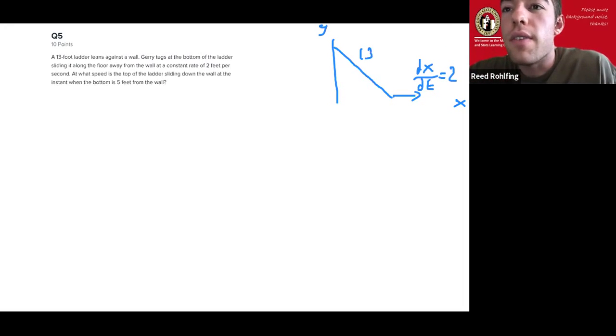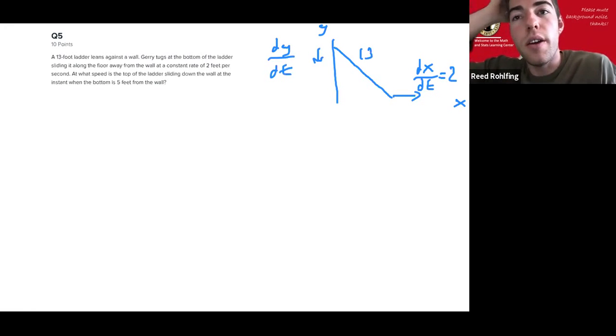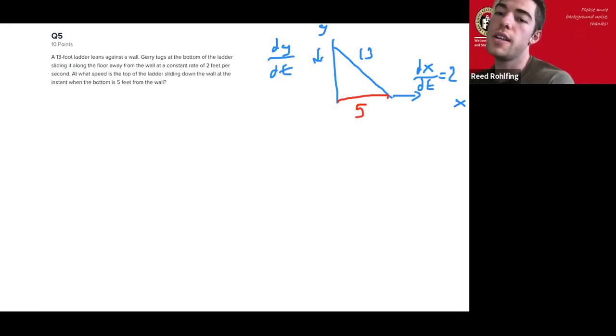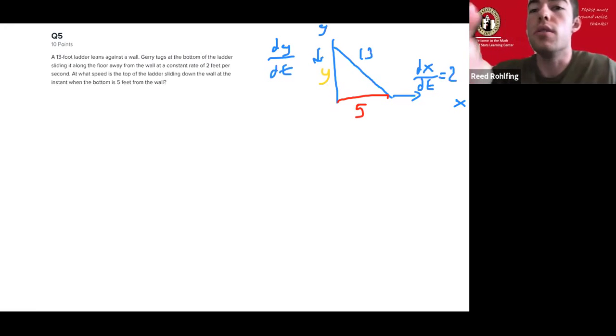The other given we have is that we want to find the rate at which it's sliding down the wall. This would be dy over dt. And we want that when the bottom length here is 5 feet. Okay, so the first thing I see is that we're missing this y value right here. We don't have that variable. So to find out what y is when x is 5, we can use this equation.